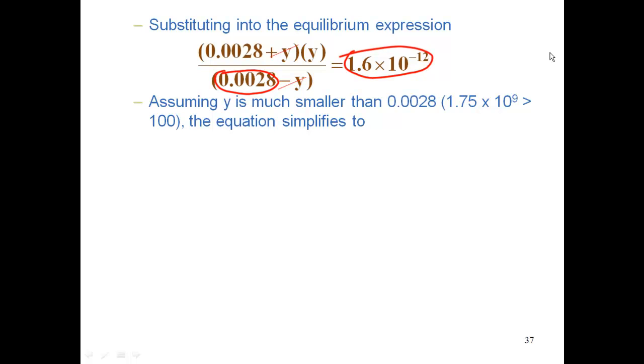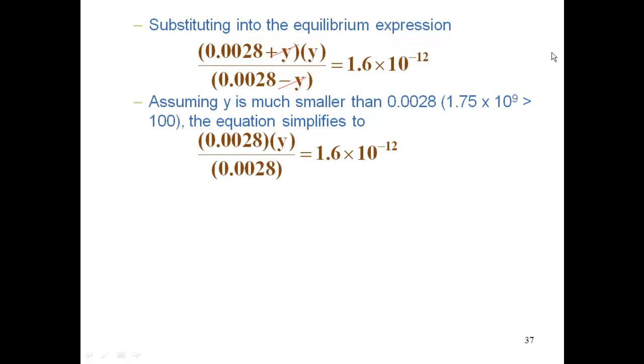Or I could look at powers of 10. 2.8 times 10 to the negative third is what 0.0028 is. Compare 10 to the negative third to 10 to the negative 12. That's way larger than 3 powers of 10 difference. Therefore, I can neglect my Y. Which gets me 0.0028 times Y divided by 0.0028, which gives me 1.6 times 10 to the negative 12.